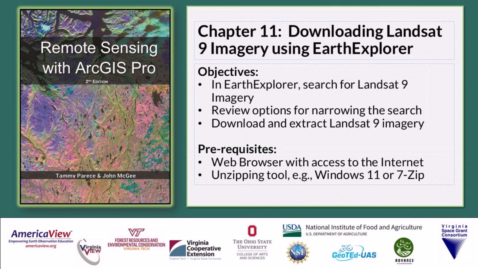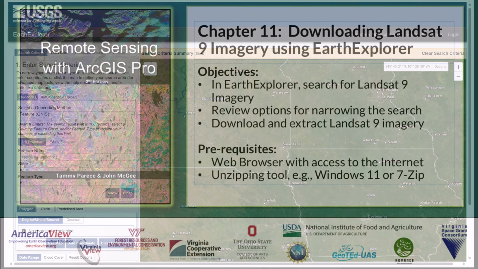In this chapter, we'll use the USGS's EarthExplorer website to search for Landsat 9 imagery, discuss options for narrowing the search to just what we want, and we'll download and extract that imagery to our local computer. As we talked about in the last chapter, EarthExplorer is a repository of many imagery products available for download.